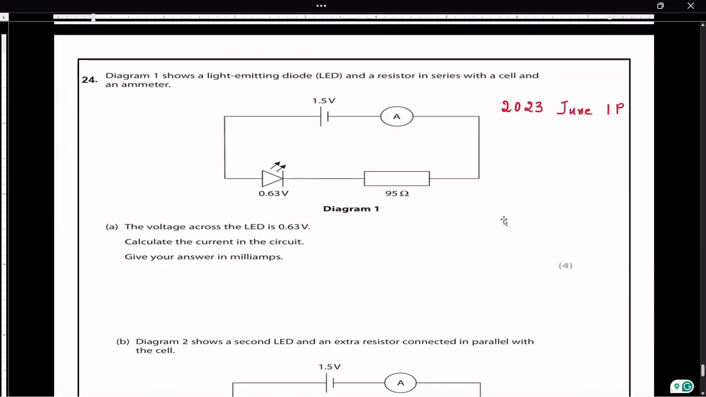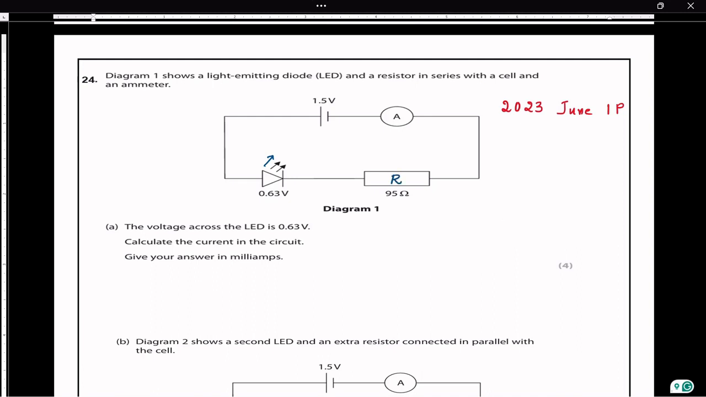Now let's start with the next question. Question number 24. There is a light emitting diode and a resistor in series with a cell and an ammeter. As you see, this is a symbol for the light emitting diode. It is emitting light. And there is a fixed resistor, 95 ohms. So let me write it as resistor R.